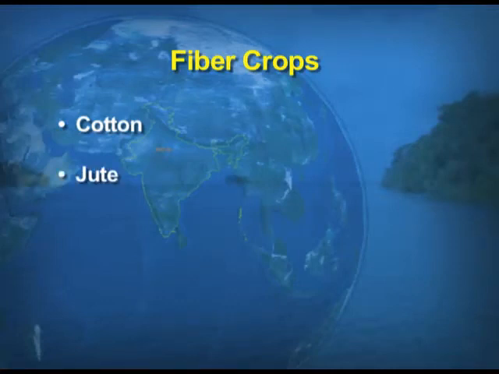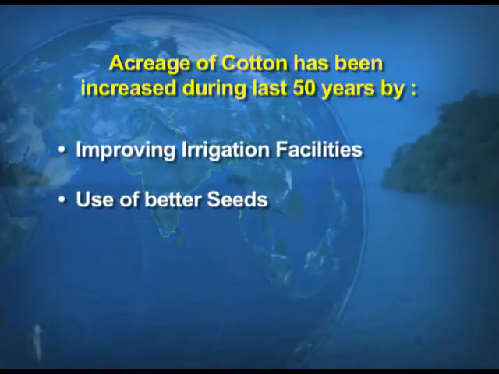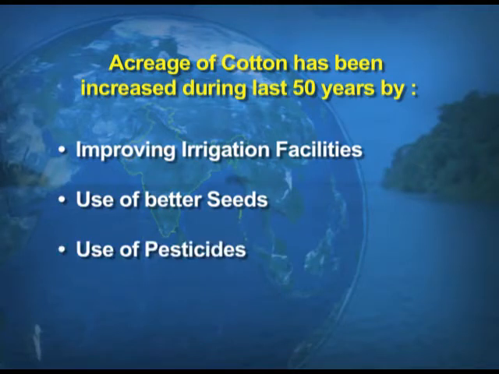Now we take up cotton and the production of cotton and the conditions required for cotton. Cotton is the basic raw material for the cotton textile industry. Half of the world's cloth is manufactured from cotton and is aptly called the universal fiber. A large part of cotton growing areas went to Pakistan as a result of partition of the country in 1947. Acreage of cotton has been increased during the last 50 years, and the factors responsible for that are improving irrigation facilities, use of better seeds, and use of pesticides.